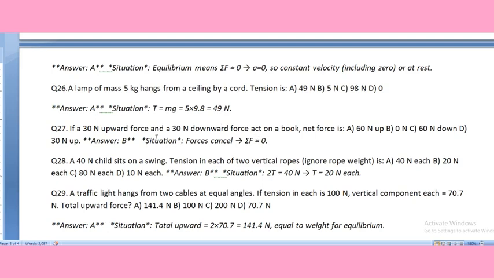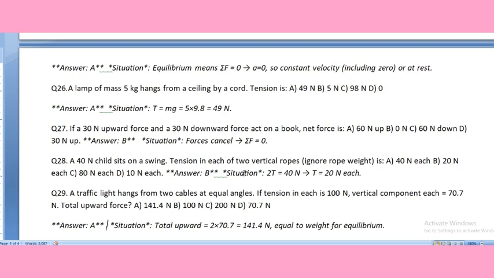The upward we take as positive, the downward we take as negative. So 30 Newton minus 30 Newton is equal to 0. Because the forces cancel with each other, the total force exerted on this object is equal to 0. So the correct answer is B. B says that 0 Newton. The next question, question number 28.